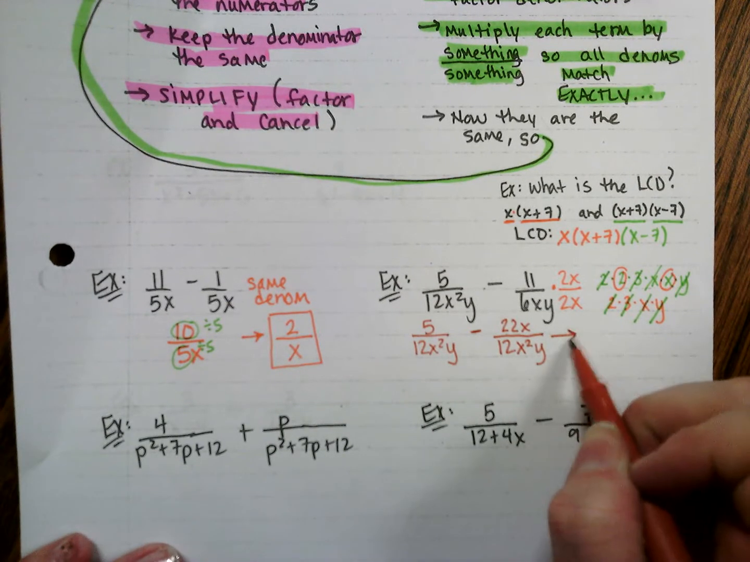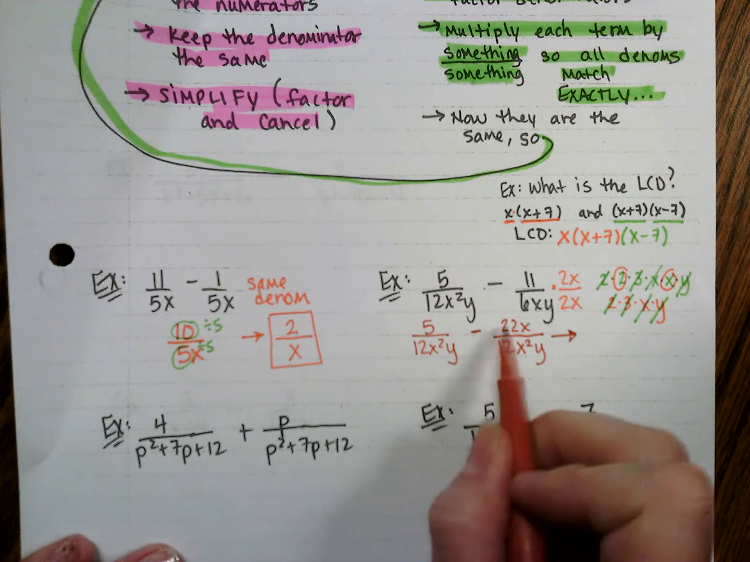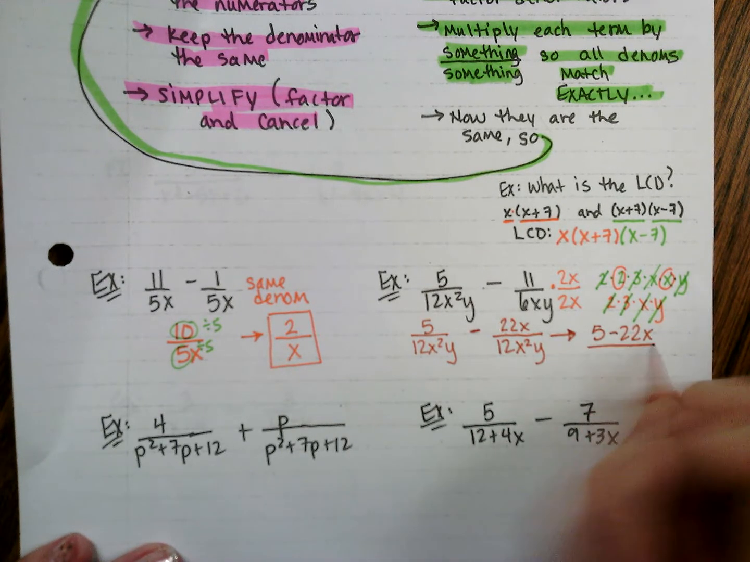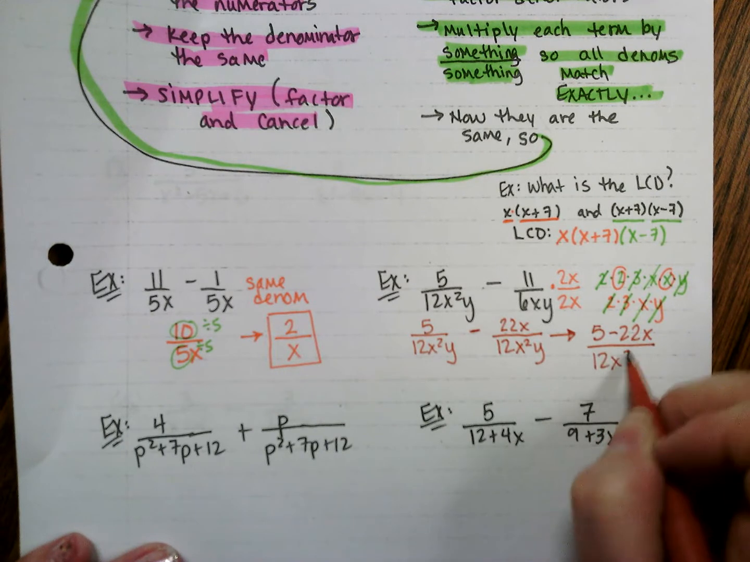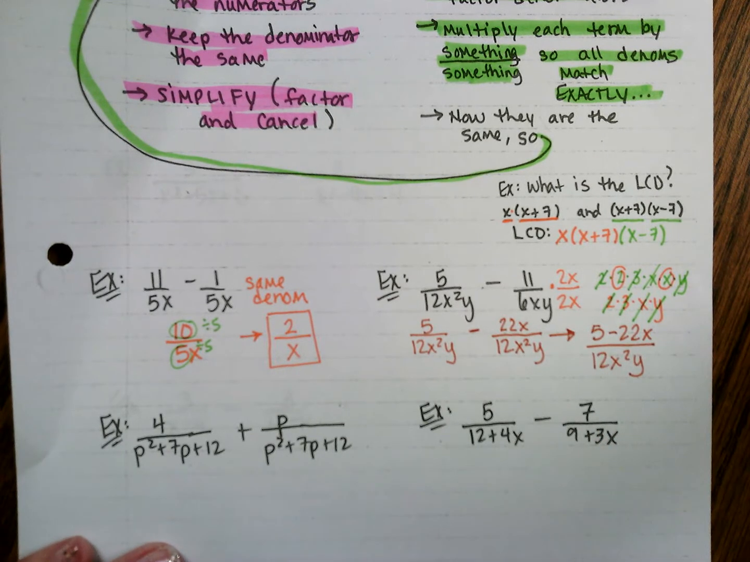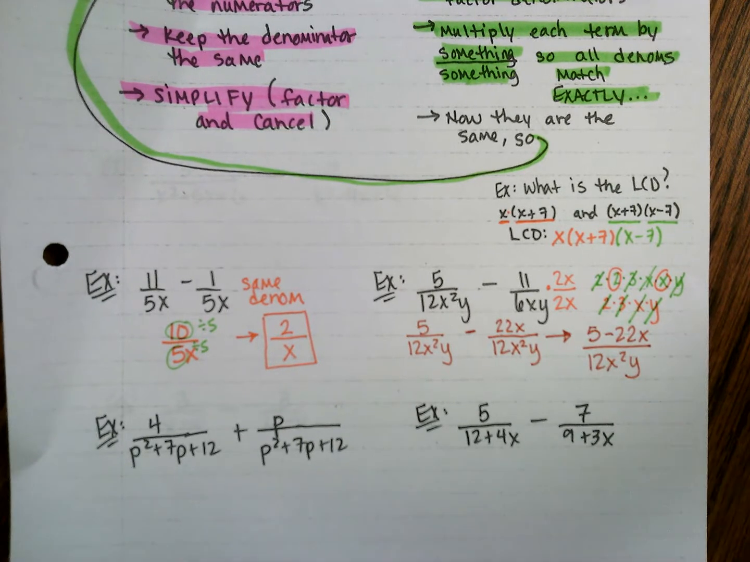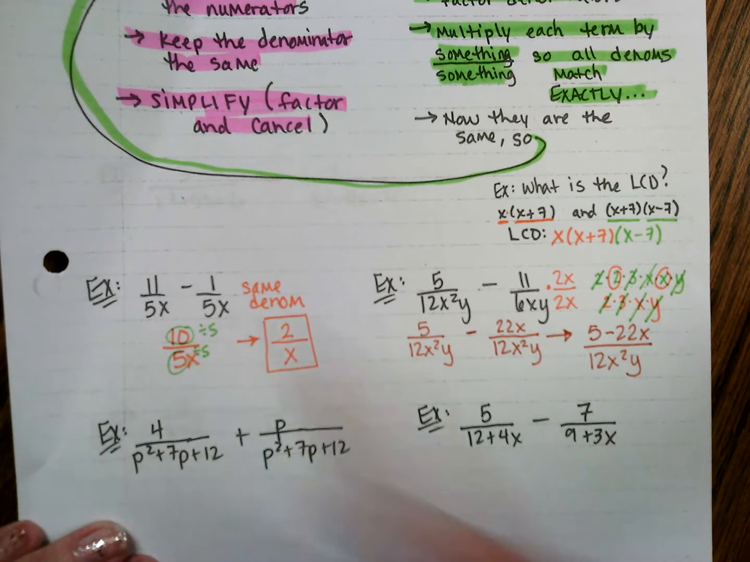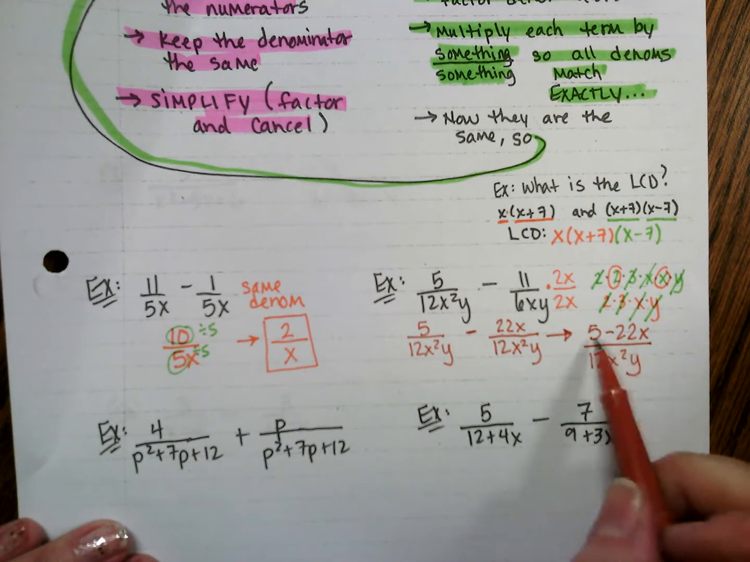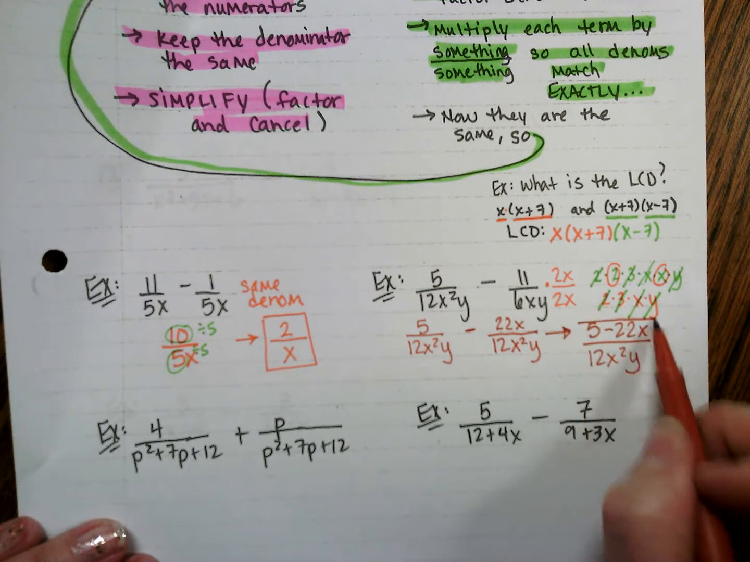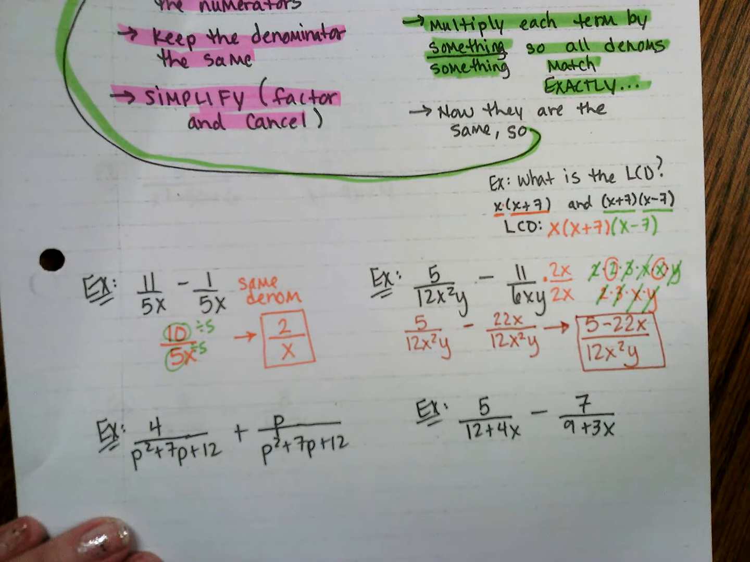So I will be doing subtraction, 5 minus 22x, and I keep the denominator the same, 12x squared y. And then I want to see, is there anything I can simplify? Well, remember that in order to simplify, which we did in section 1, we'd have to have the same exact thing to be able to cancel, like we did here, the 5s. Nothing here can cancel because the 5 minus 22x is glued together, so this would be as simple as that could get.